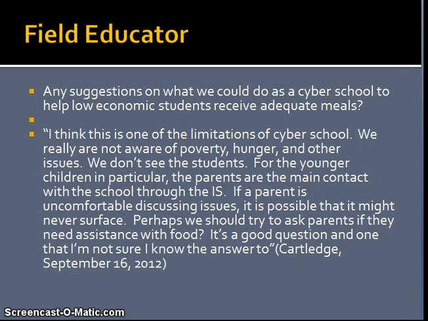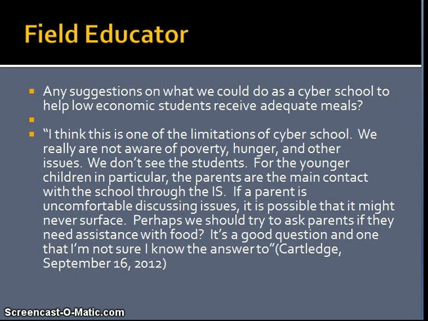I asked Ms. Cartledge if she had any suggestions on what we could do as a cyber school to help low-income students receive adequate meals. She said, "I think this is one of the limitations of cyber school. We really are not aware of poverty, hunger, and other issues. We don't see the students. For the younger children in particular, the parents are the main contact with the school through the instructional supervisor, also known as the IS.